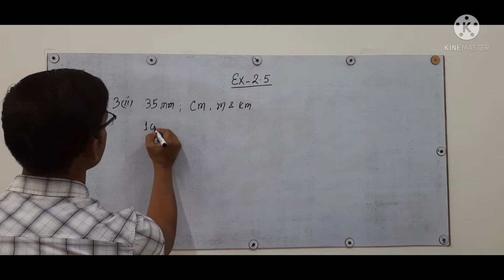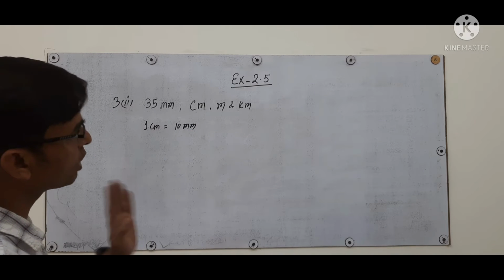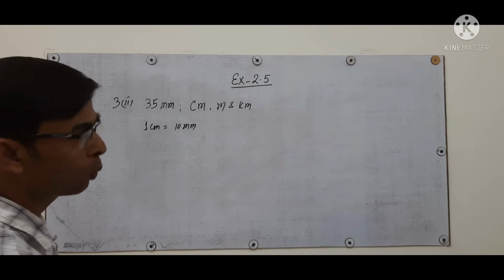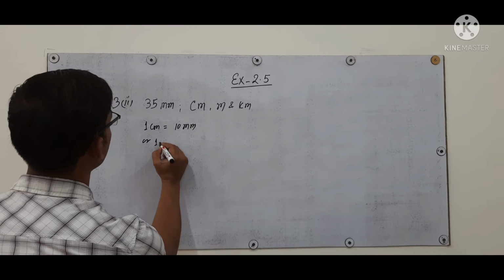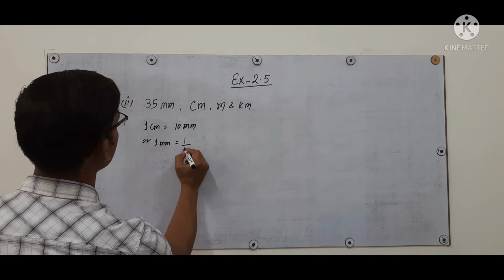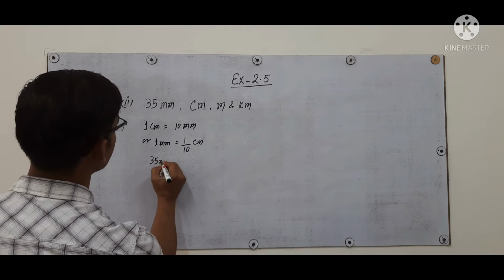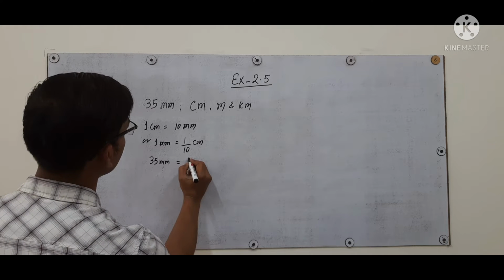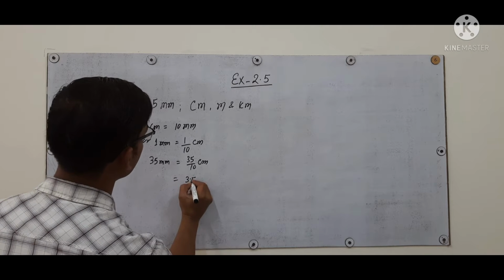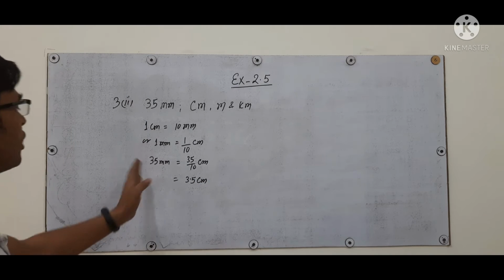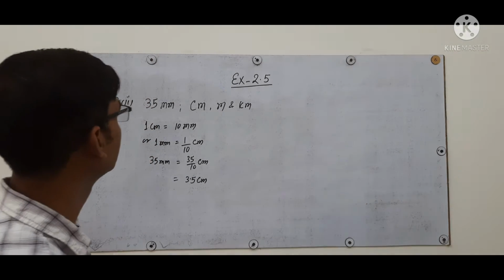1 centimeter is equal to 10 millimeters. Just as 1 meter is equal to 100 centimeters, similarly 1 centimeter is equal to 10 millimeters. Or we can write it as 1 millimeter equal to 1 upon 10 centimeters. And here it is 35 millimeters. So 35 millimeters will be 35 upon 10 centimeters, and it will be 3.5 centimeters. So 35 millimeters is equal to 3.5 centimeters. Now we will convert it into meters also.